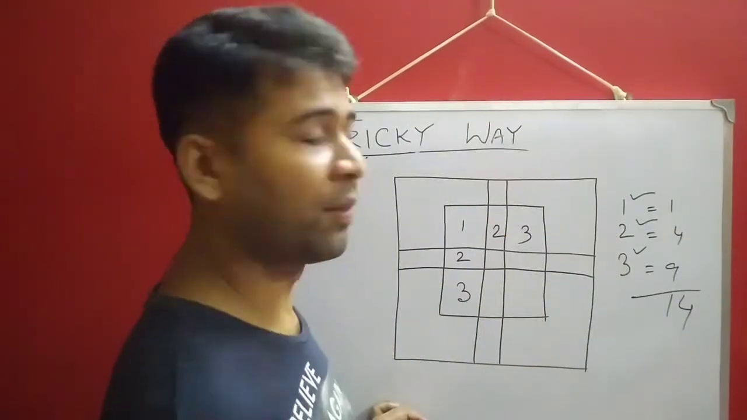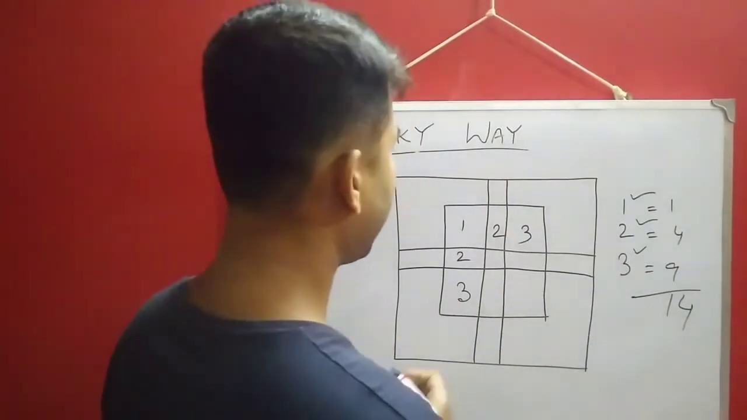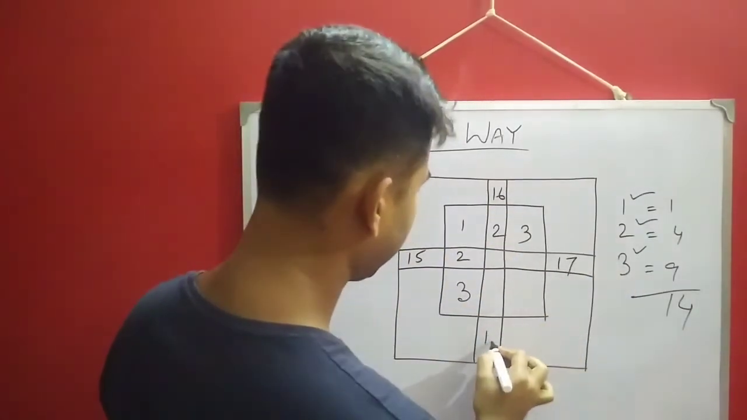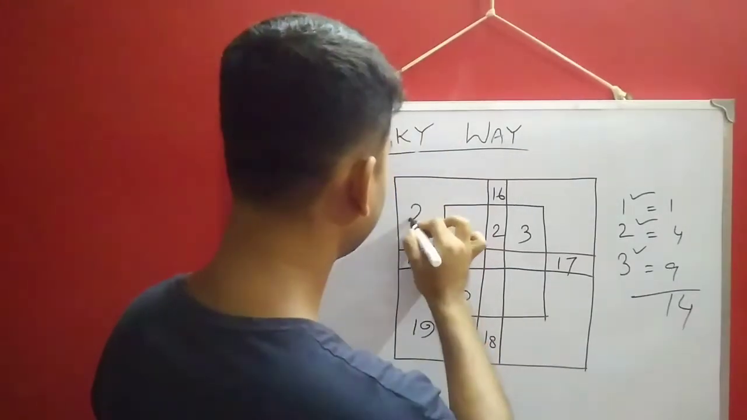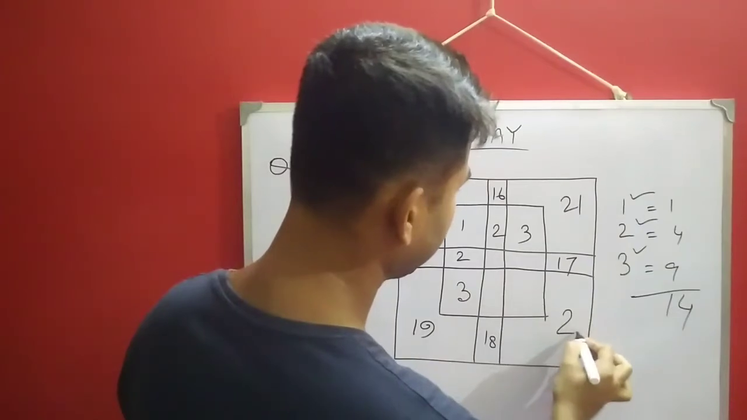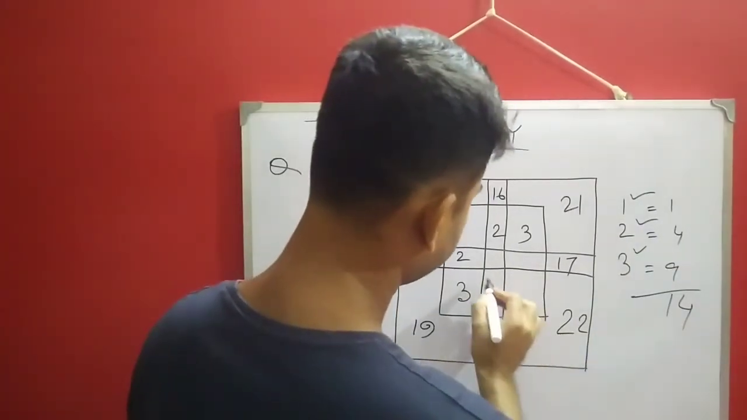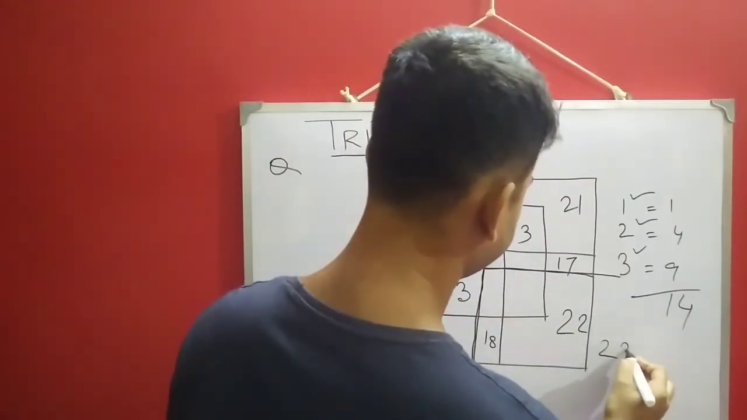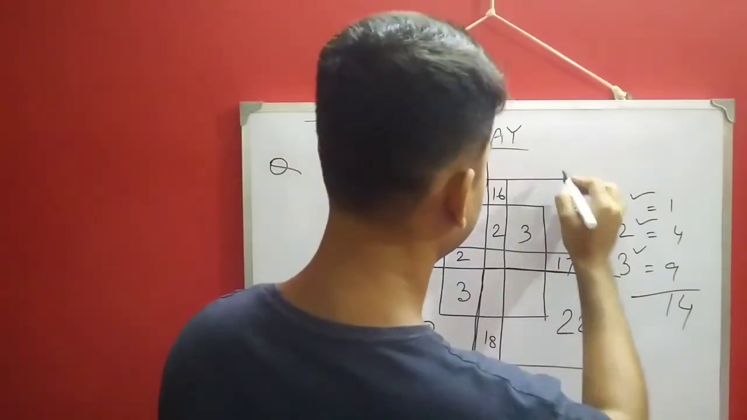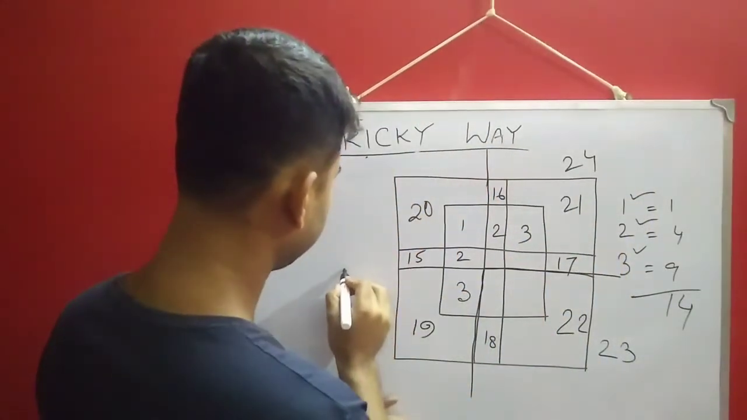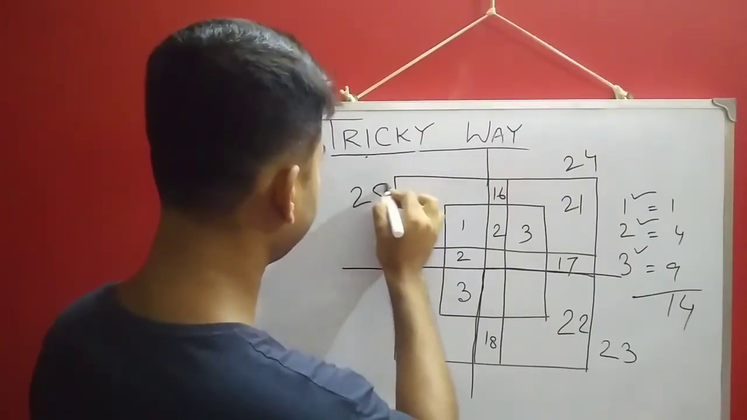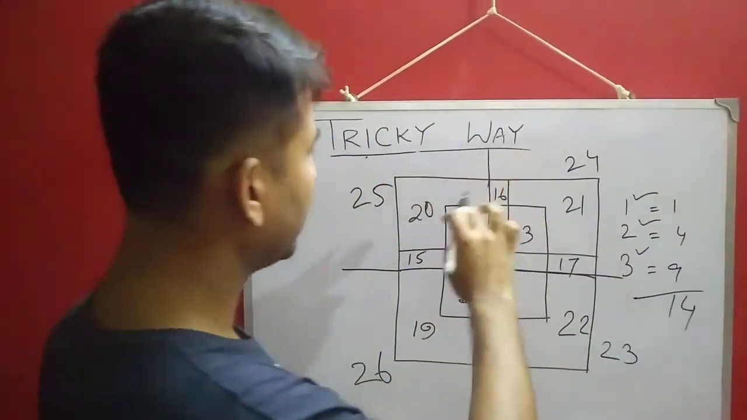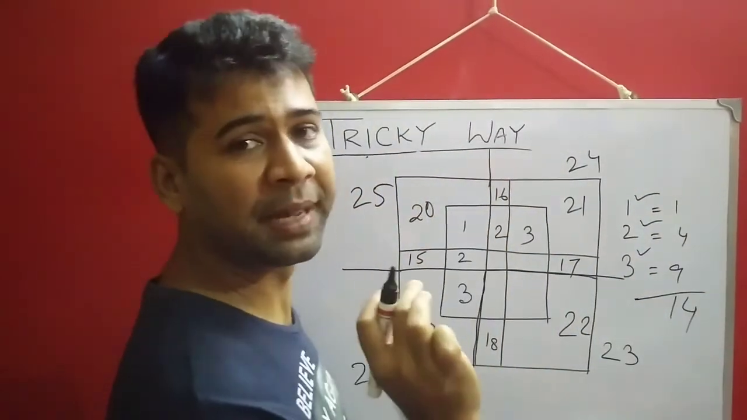So inside, the total number of squares is 14, and then 15, 16, 17, 18, 19, 20, 21, 22, and a big one, 23, a big one, 24, a big one, 25, and a big one, 26, and the whole big square outside.